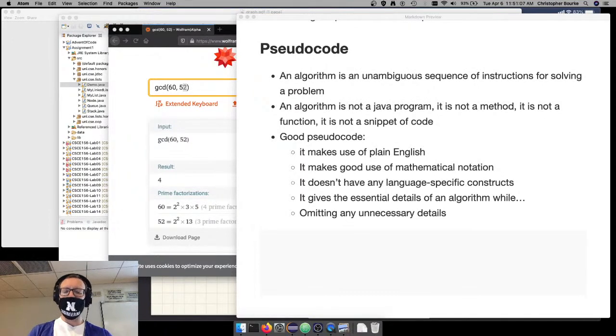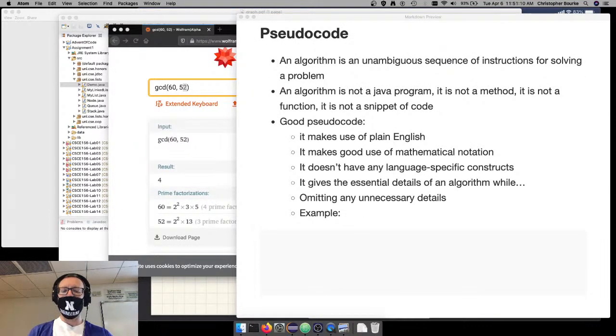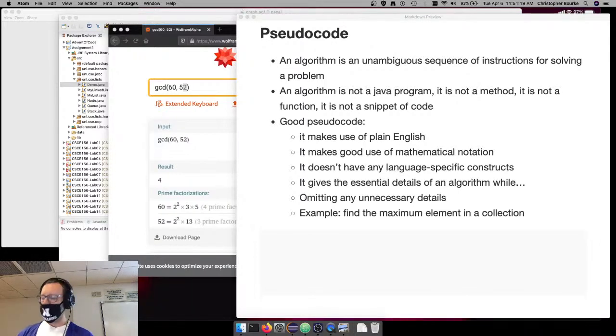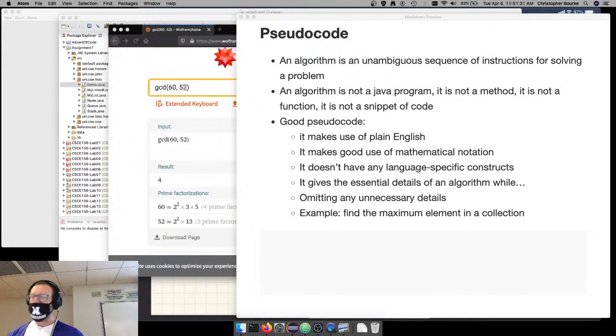So for example, let's find the maximum element in a collection. For that, I'm going to go over to my iPad here because I don't want to type at all. Typing puts me in the mood for writing code, right? Typing means that I'll start writing something that looks very Python-esque, and I don't want to get into that trap. So I'm going to use plain old handwriting here to describe an algorithm for finding the maximum element in a collection.